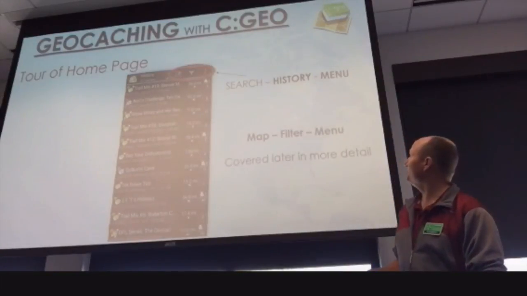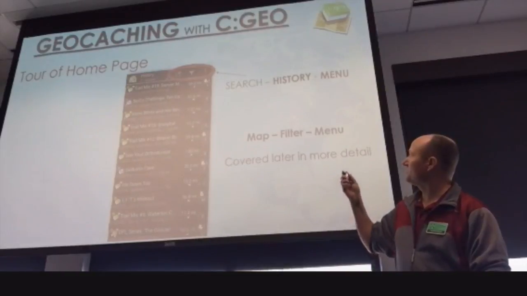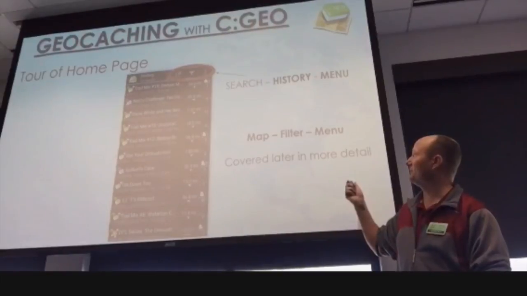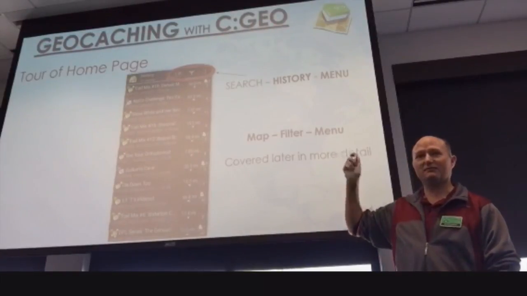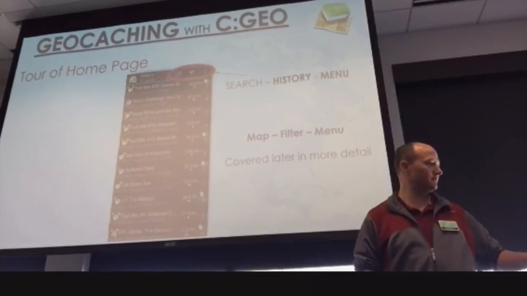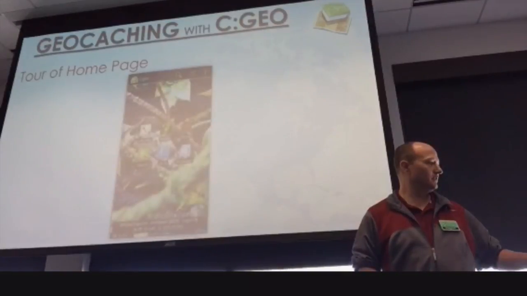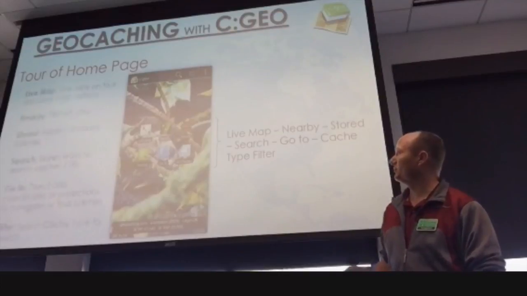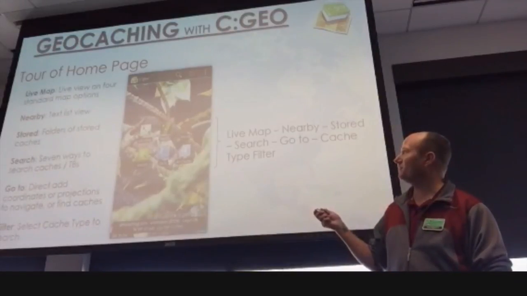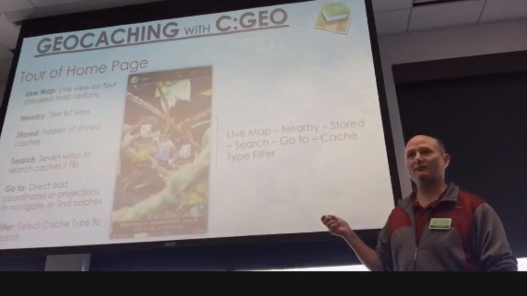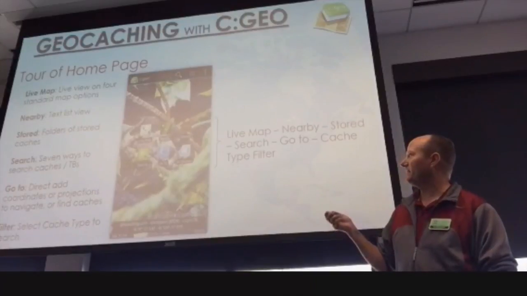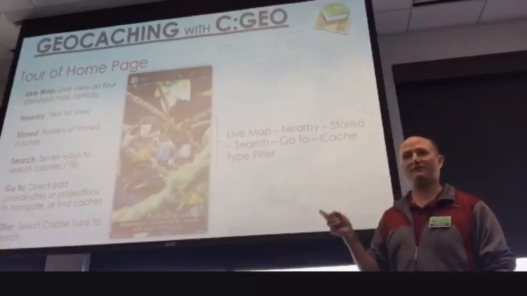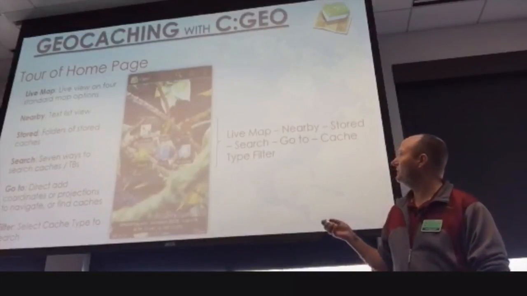So then menu, you have the map, filter, and menu, and we're going to cover that in more detail later, but that's just what those icons mean. And then for these icons, a little bit more detail. This live map shows the live view on 4 standard map options, and it auto refreshes, so if you scroll, it pulls everything up, so it just scrolls as you go.